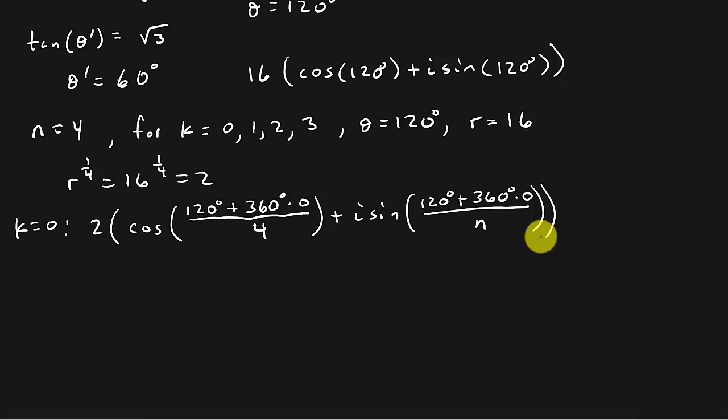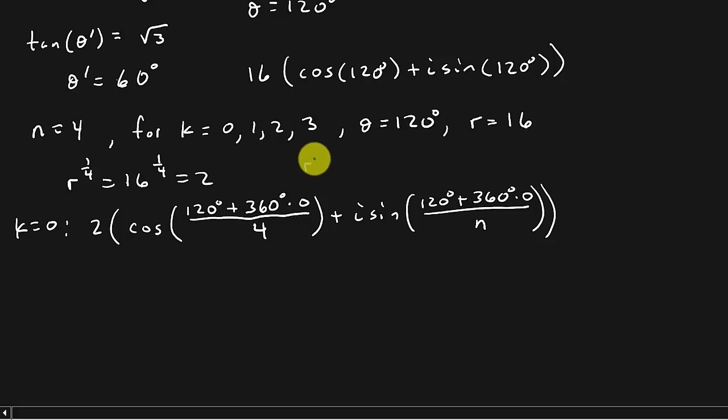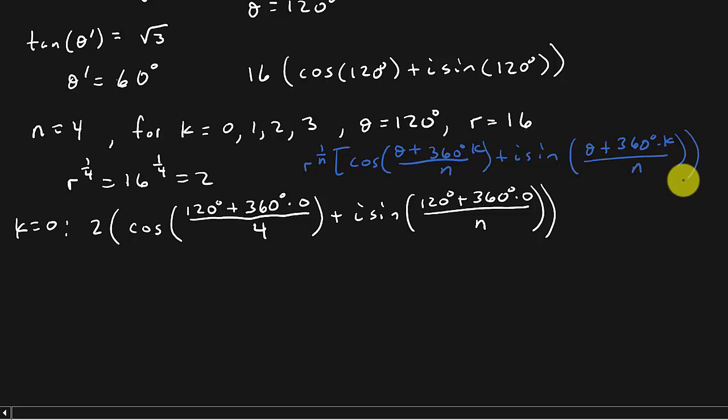All right, now let's look at this. Remember your formula. Let's write it down. It's r to the 1 over n times cosine theta plus 2 pi k, but we're going to do it in degrees, so it's 360k over n, plus i sine of theta plus 360k over n. So look, all I've done, I've plugged in theta, I plugged in n, and I'm plugging in the k value. You see that?